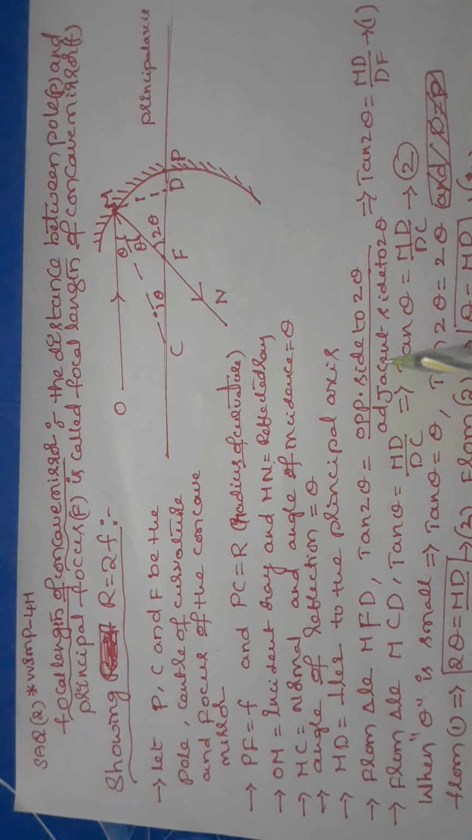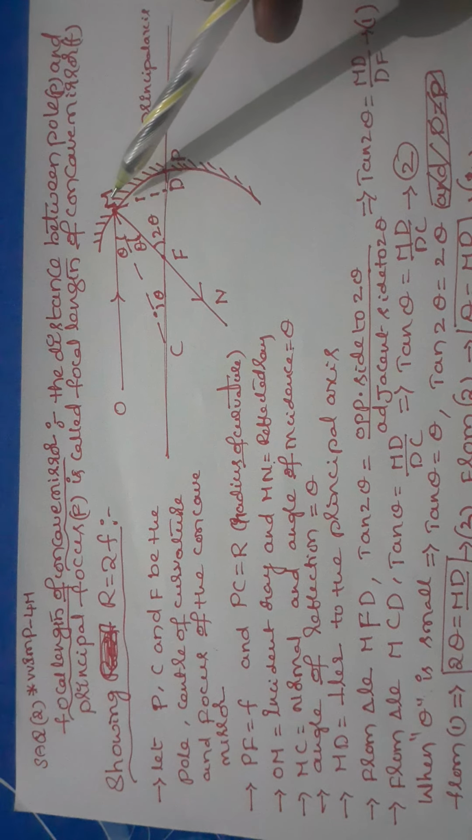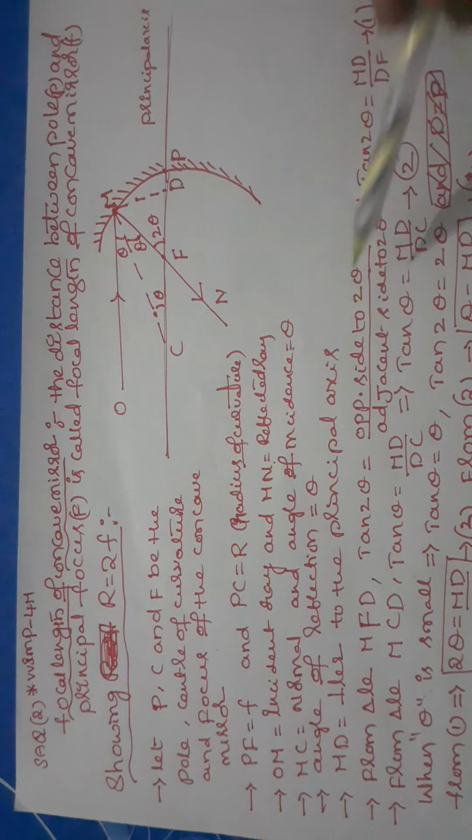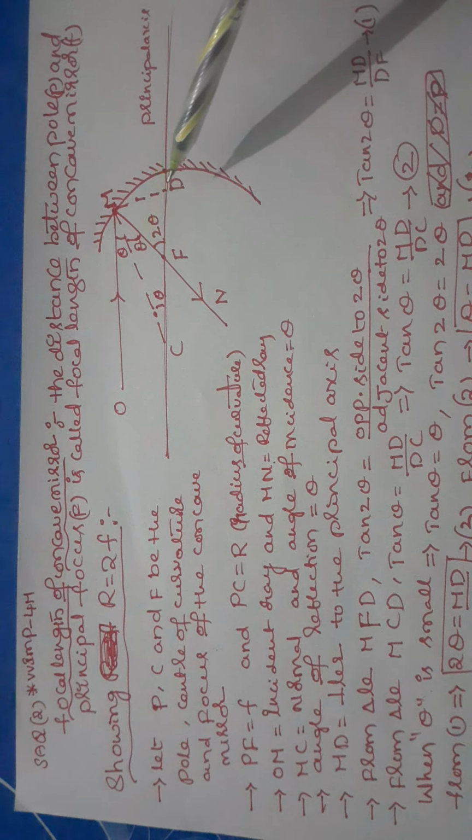So tan theta is equal to the opposite side to theta by the adjacent side to theta. That is, in triangle MFD, tan 2 theta is equal to the opposite side to 2 theta by the adjacent side. The opposite side to 2 theta is MD, the adjacent side is DF. So tan 2 theta is equal to MD by DF. It is equation 1.